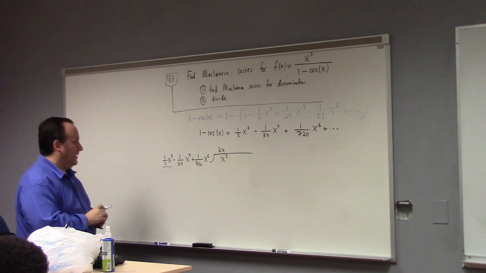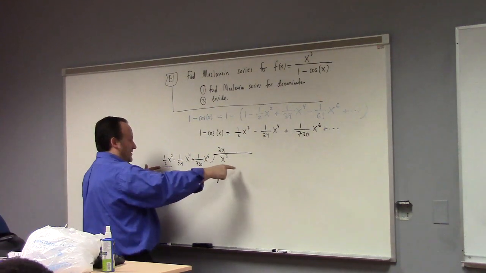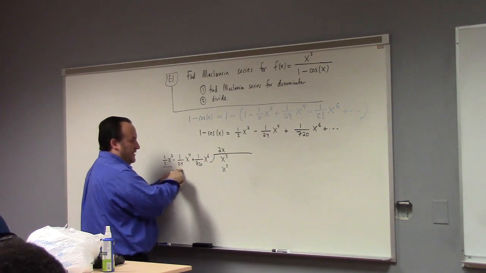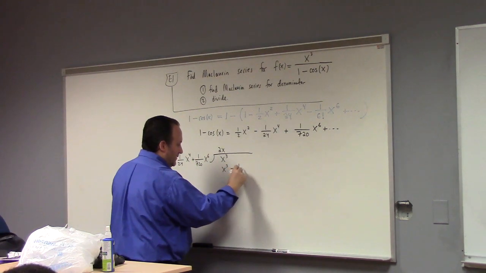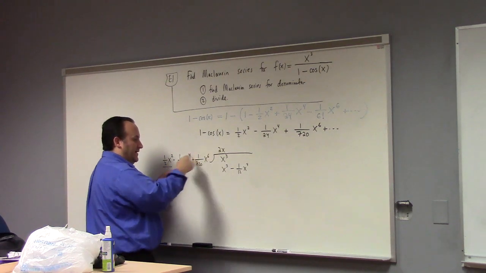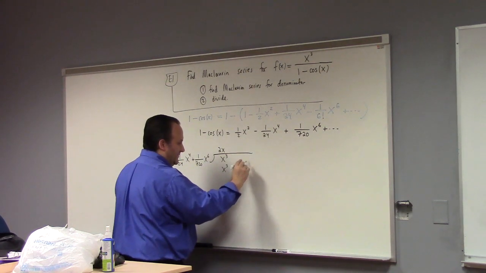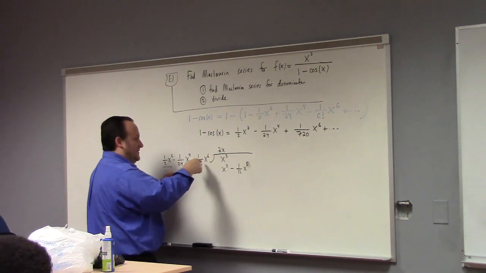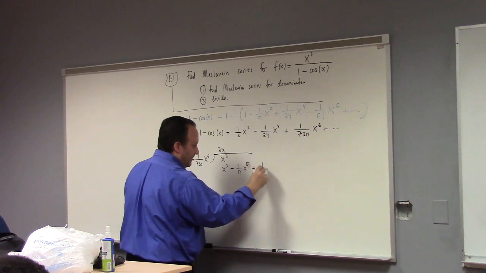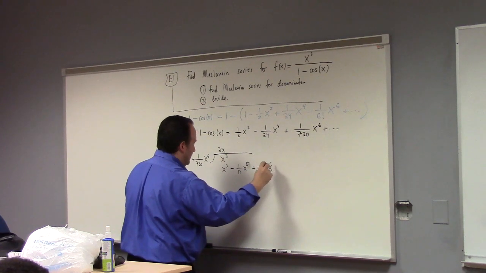And then I multiply this 2x by this and put it down here, right? So that gives me x cubed. 2 over 24 is minus 1/12. x to the 4th? No, x to the 5th. x times x to the 4th is x to the 5th. x times x squared is x to the 7th, so I get 1 over 360 x to the 7th.